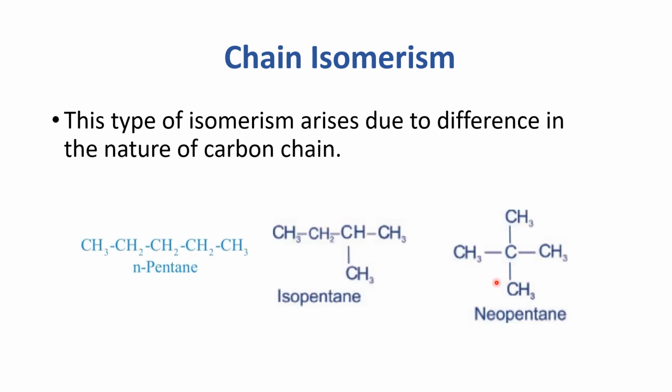N-pentane, isopentane and neopentane. इनमें we just have कार्बन चेन की जो नेचर है वो डिफर करी. जहाँ पे we have straight chain, यहाँ पे हमारे पास branching है, यहाँ पे we have further branching. So this kind of isomerism is called chain isomerism.